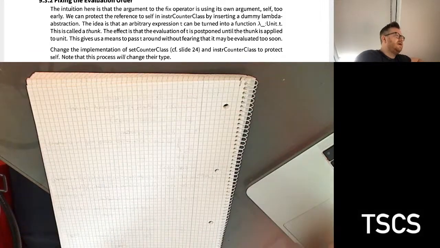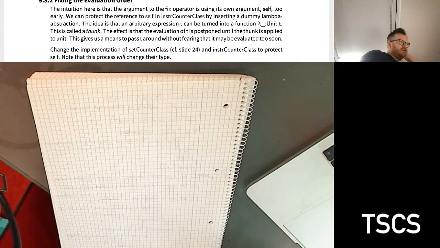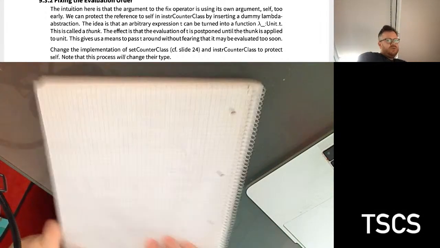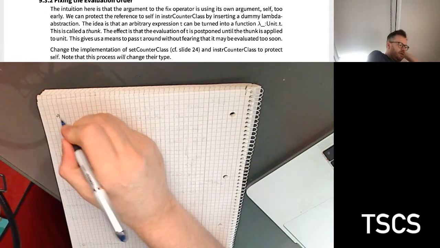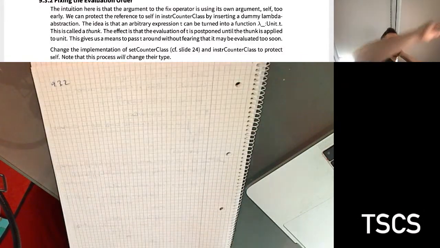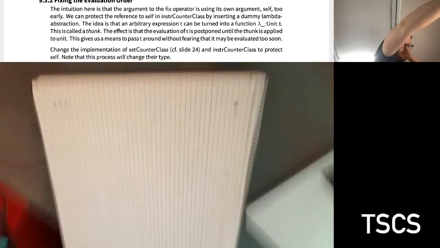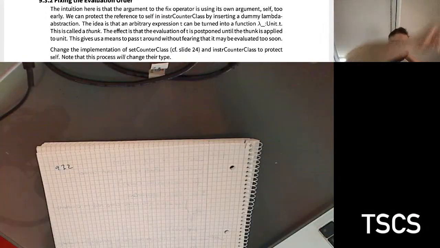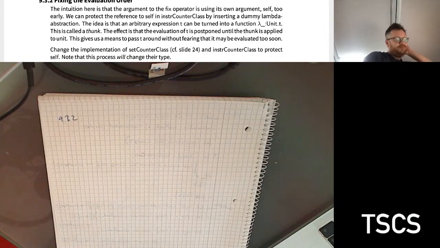And we don't need to change any rules now, but the idea is that we change the implementation of set counter class and instrumented counter class to protect self. And it will change their types. So let's inspect this for a second. So what do we need to do to do that? 9.3. Is that in view? Yes, but I will scroll a bit like this so I have more space. Good.